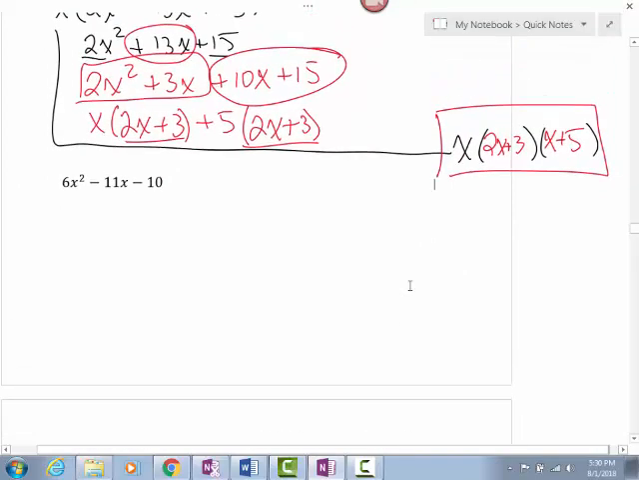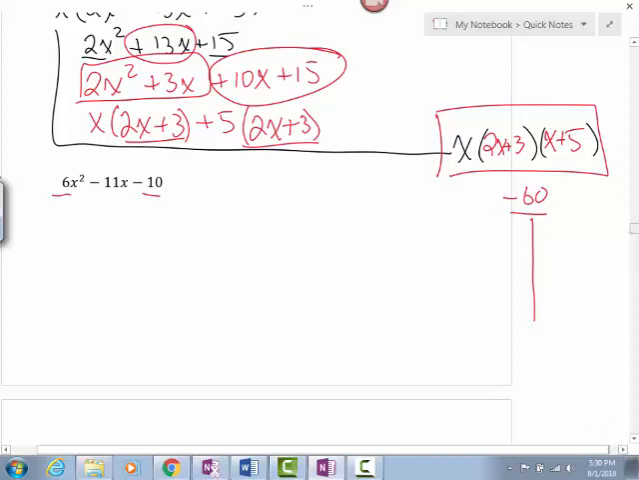And let's take a look at this next problem here. It's 6x squared minus 11x minus 10. This is the last problem here out of 13.4. So again, I'm going to multiply the first number and the last number. So 6 times negative 10, that's a negative 60. Okay. Now I need to find numbers that multiply to negative 60 and add up to a negative 11.